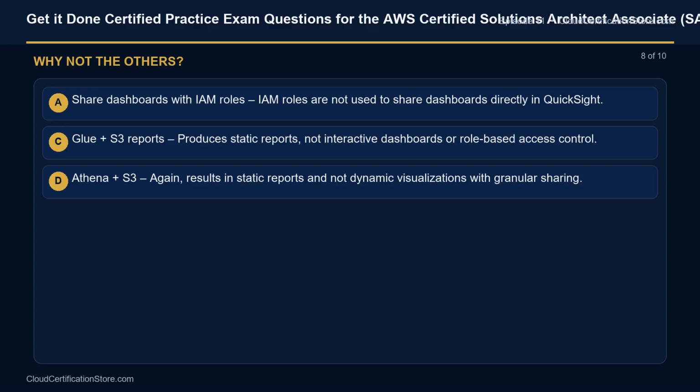Why not option A? Share dashboards with IAM roles. IAM roles are not used to share dashboards directly in QuickSight. Why not option C? Glue plus S3 reports produces static reports, not interactive dashboards or role-based access control. Why not option D? Athena plus S3 again results in static reports and not dynamic visualizations with granular sharing.